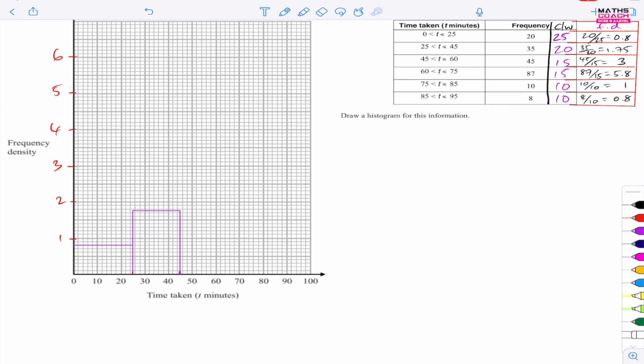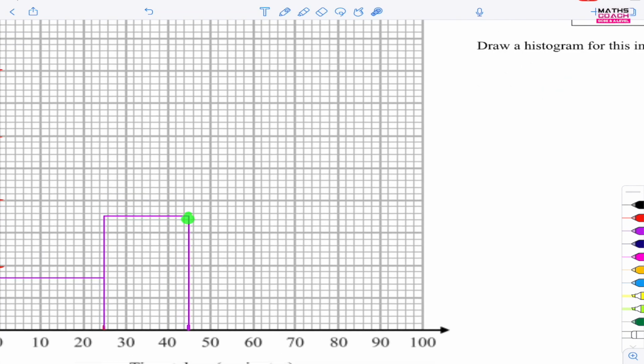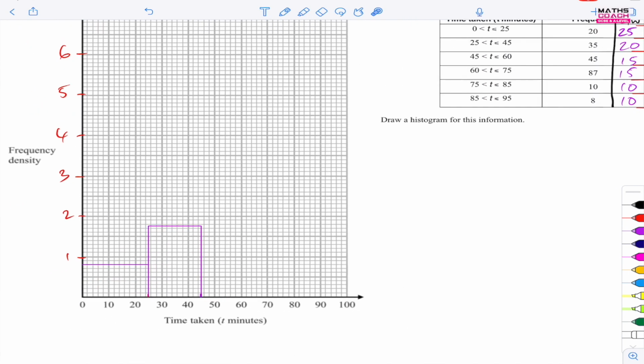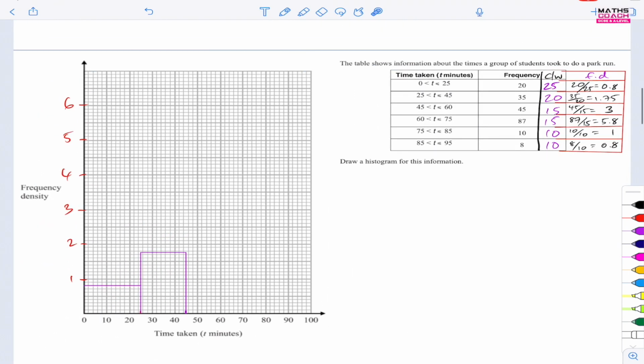The examiner will be quite lenient as long as you've shown this is halfway. Okay, it'd be fine. If you go a little bit above the halfway point or below the halfway point, it's okay, as long as the examiner can see that you made an effort to go halfway.